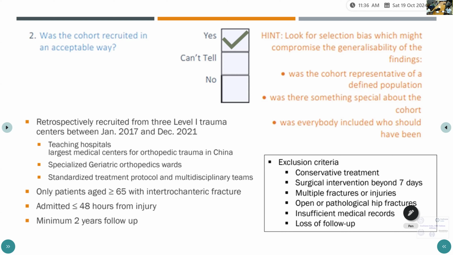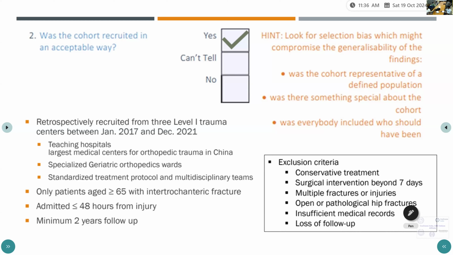They have excluded anybody with conservative treatment, which makes sense. They have excluded anybody with surgical intervention beyond 7 days, and they have justified it because there is a lot of data that shows that surgical intervention beyond 7 days has poorer outcomes than within 7 days, and that the patients who go for later surgical interventions may be sick at baseline. So they have excluded those patients.